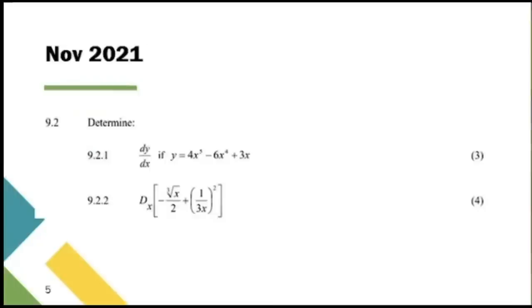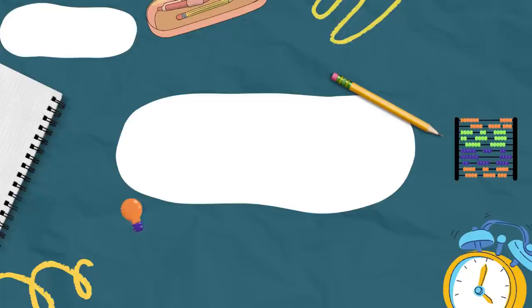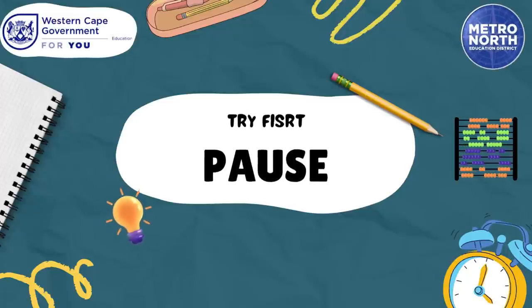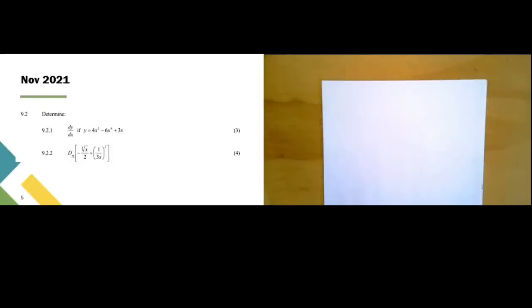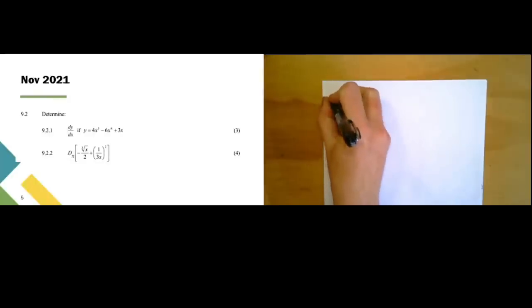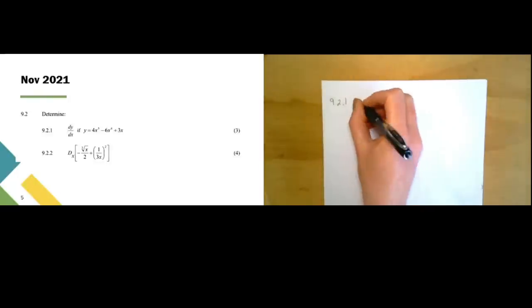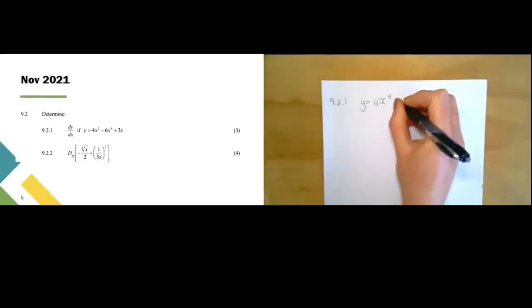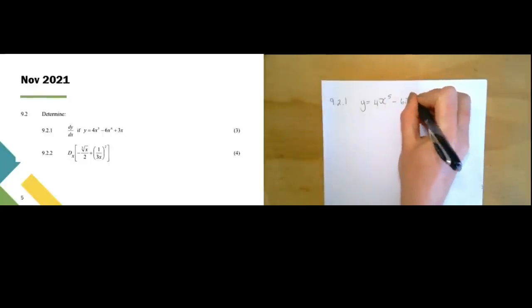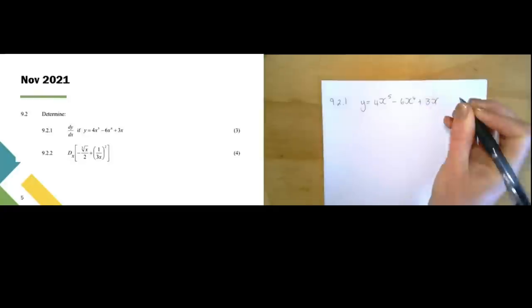So if we go to past papers in November 2021, grade 12s, unless they tell you to use first principles, we don't. We only use first principles if they tell me. If they just ask me to determine, I can use my derivative rules. So by question 9.2.1, they told me I must determine dy over dx if y is equal to 4x to the power of 5 minus 6x to the power of 4 plus 3x.